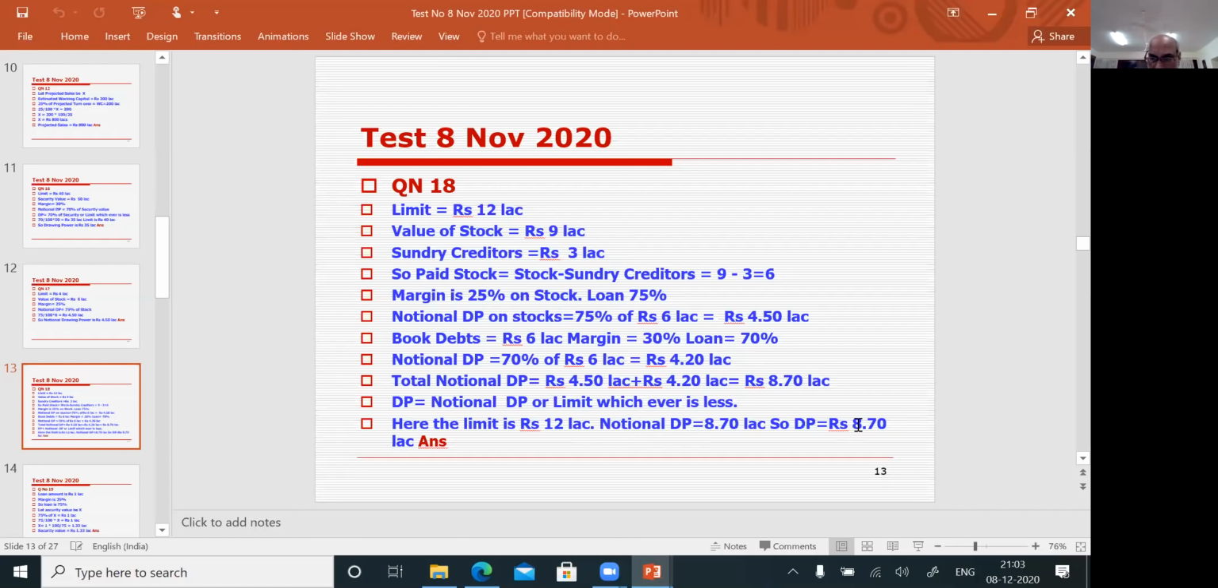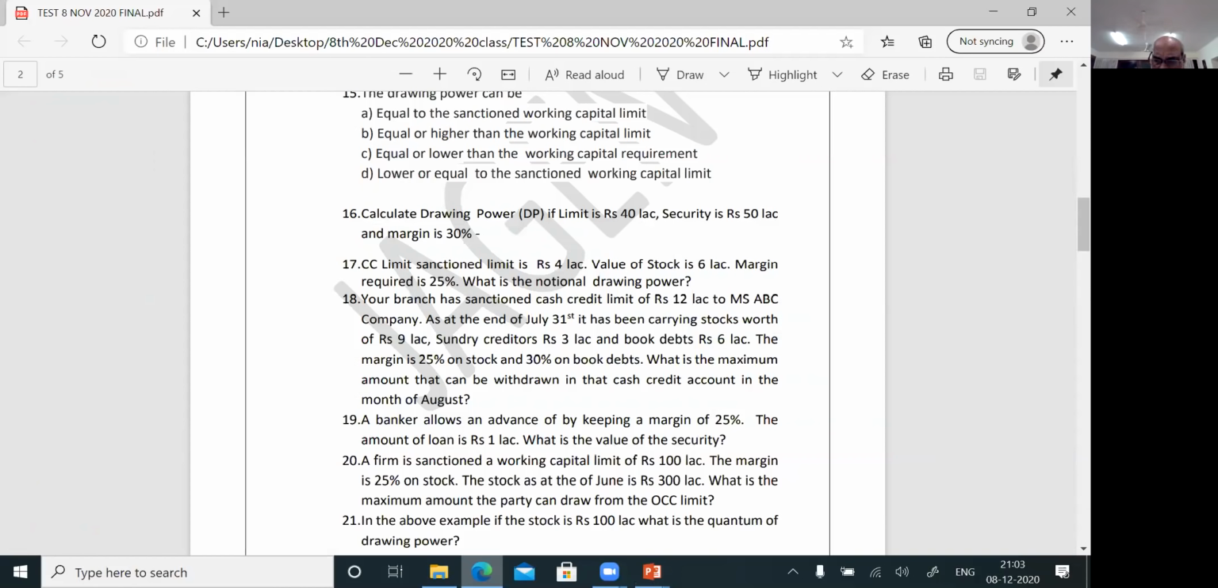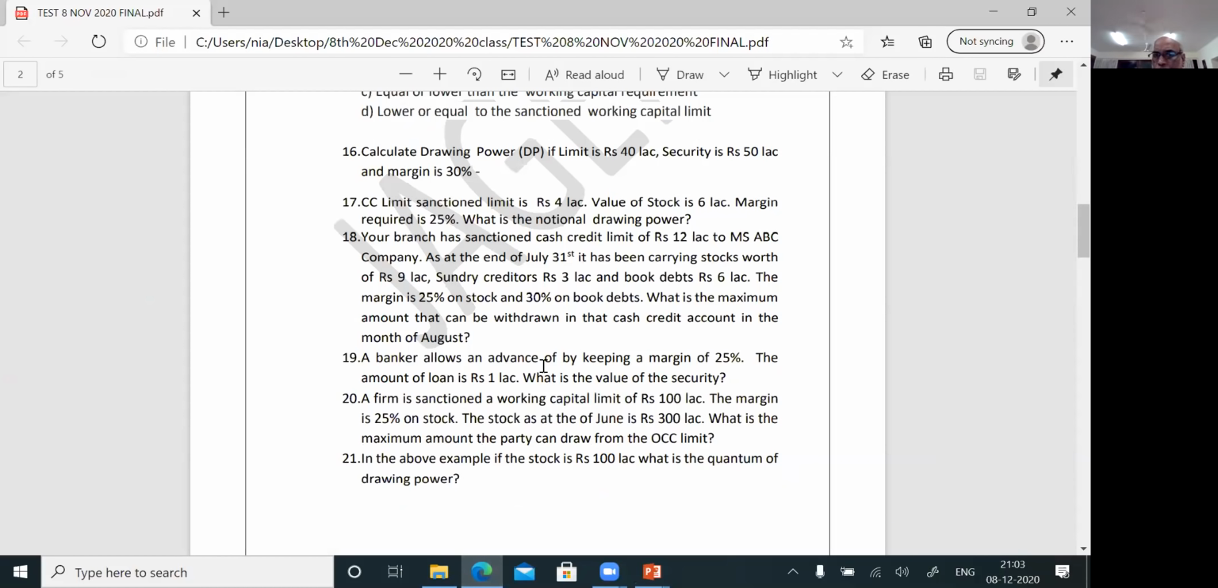Okay, so we will see question number 18, 19 and 20, then you can go for your exam. Question number 19: a banker allows an advance by keeping a margin of 25%. The amount of loan is 1 lakh. What is the value of the security? Here they have given the loan amount and they are asking you to find out the value of the security, the other way around.